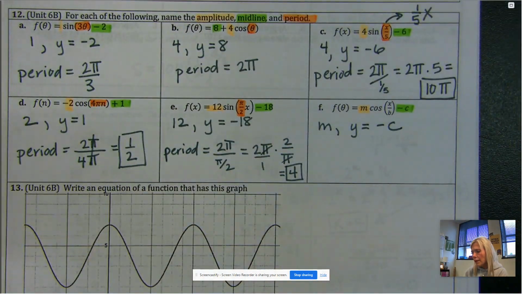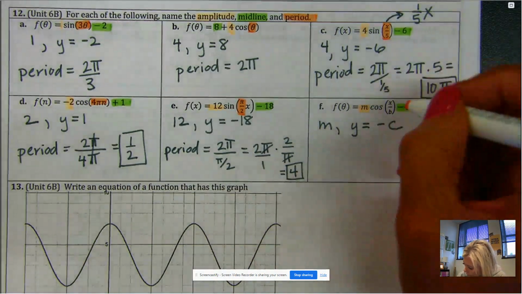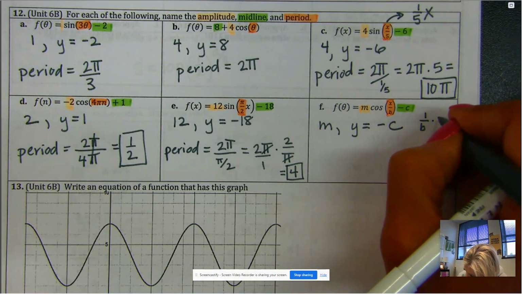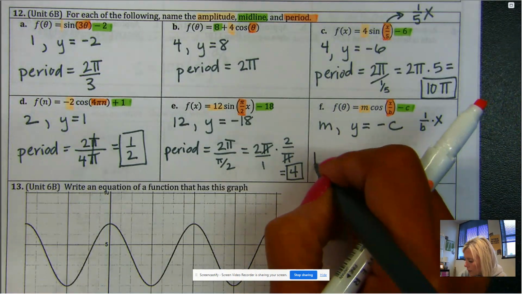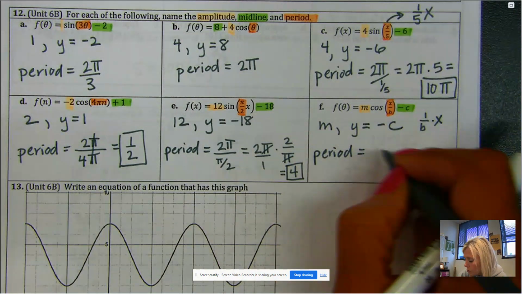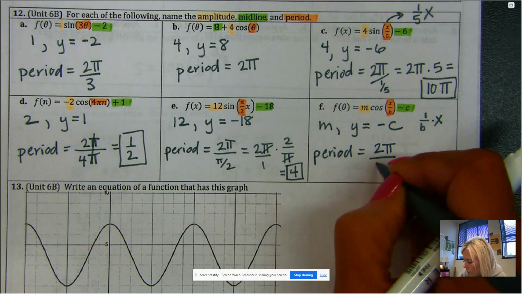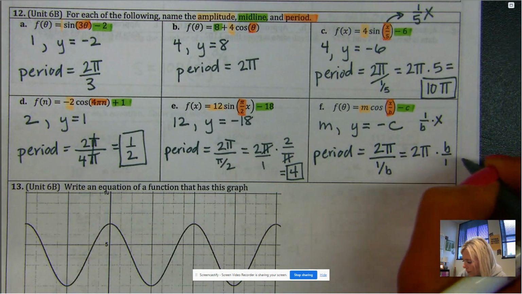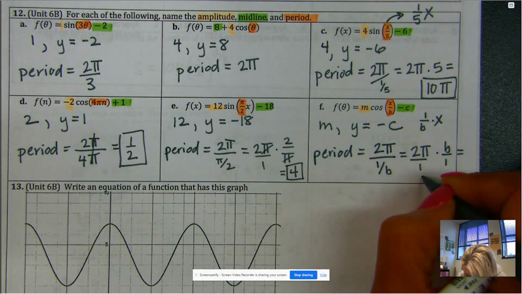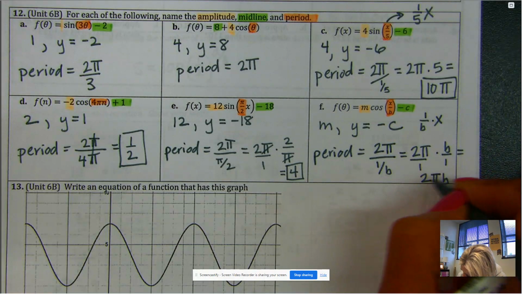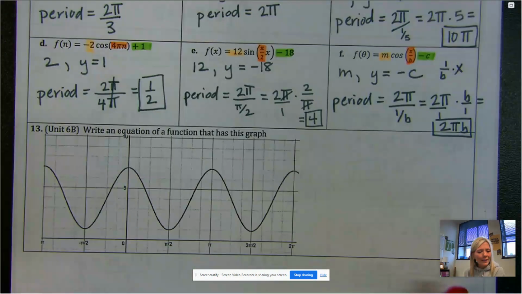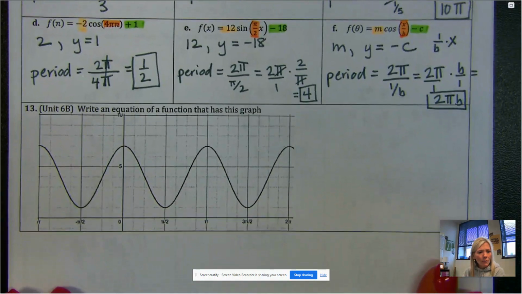And then the last one is kind of funny, because it's x divided by b, which is the same thing as 1 over b times x. And so to calculate the period, it's 2 pi divided by 1 over b, which means 2 pi times b over 1, which is 2 pi b. That's how that works.